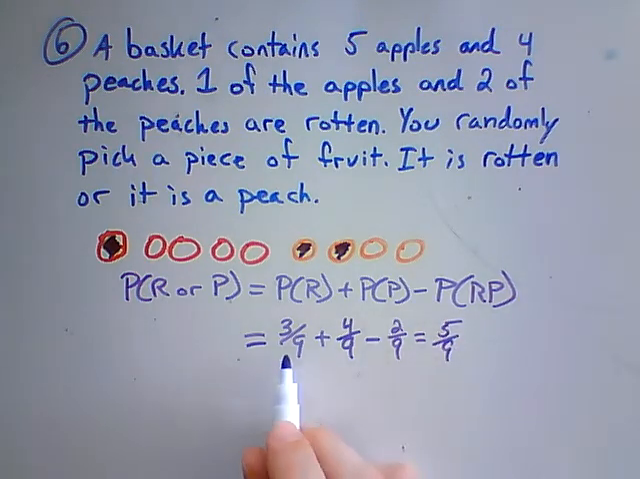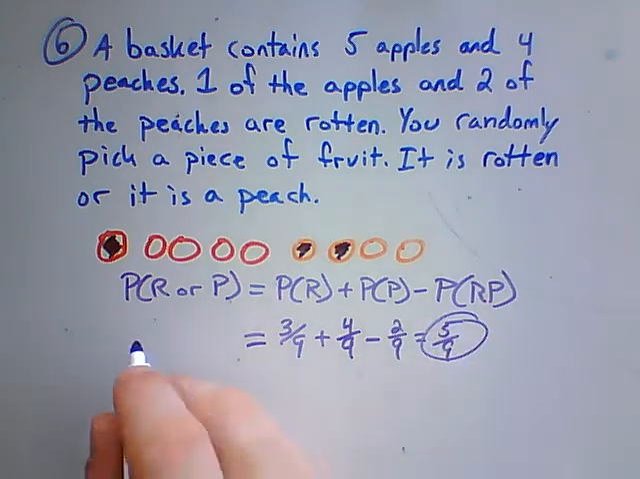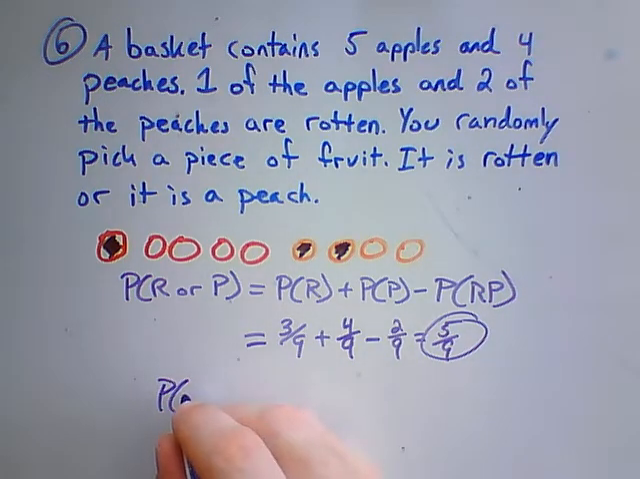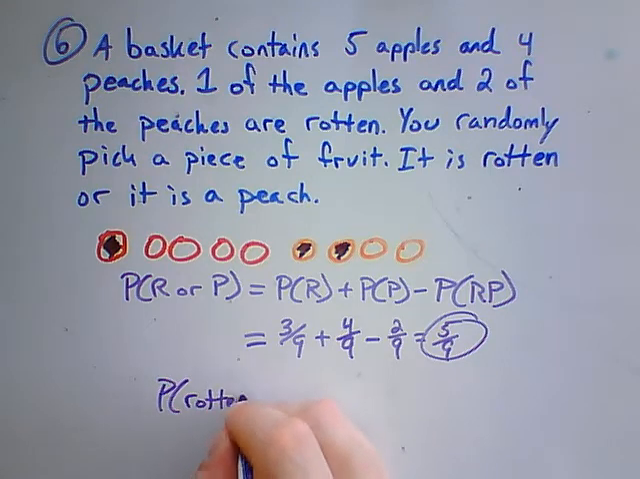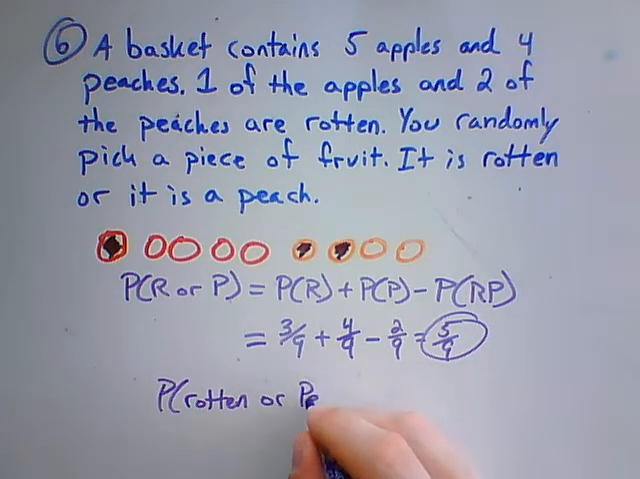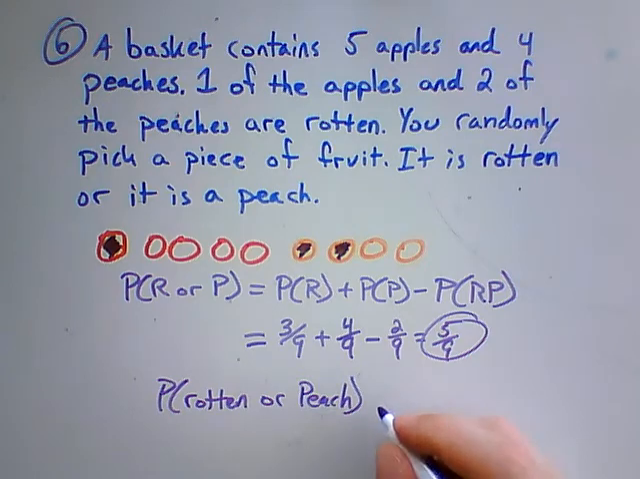Hopefully you notice the advantage of not reducing that fraction as I go. By not making that 1/3, I already had common denominators the whole way through. So 5 over 9, probability it's rotten or a peach is 5 out of 9.